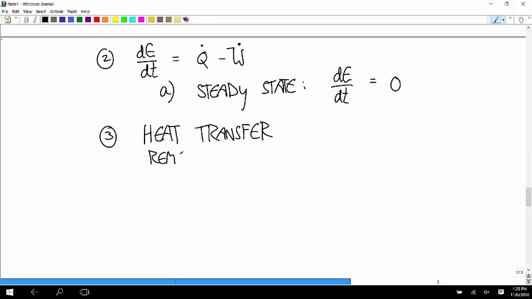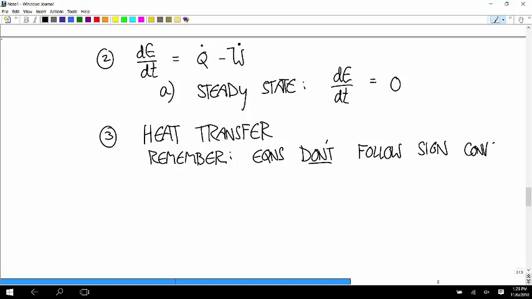So remember, the equations don't follow the sign convention that you have to use in the first law. After you use those equations, you have to think about, is energy being transferred through heat into the system or out of the system? And based on that, you give it a sign.